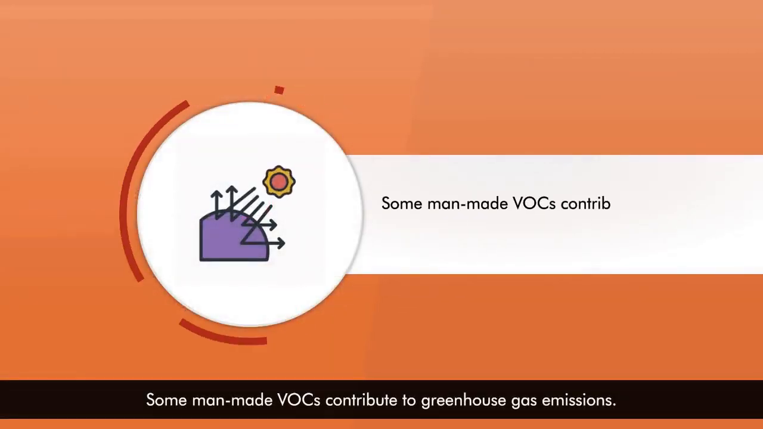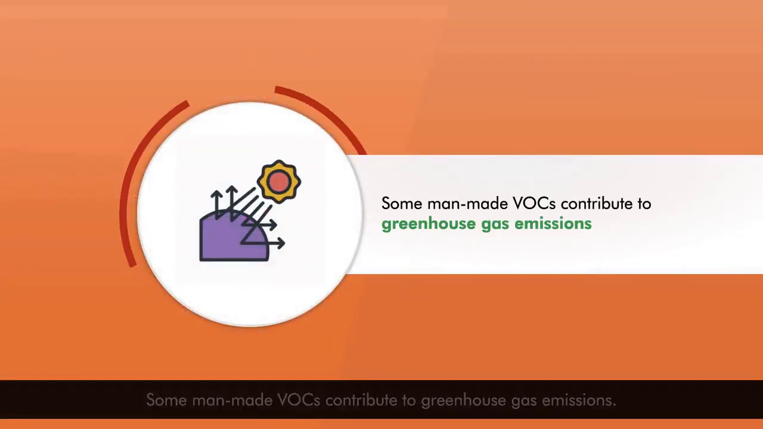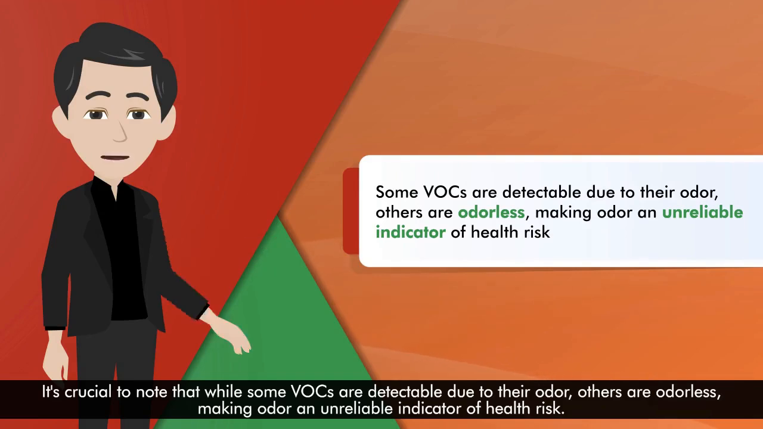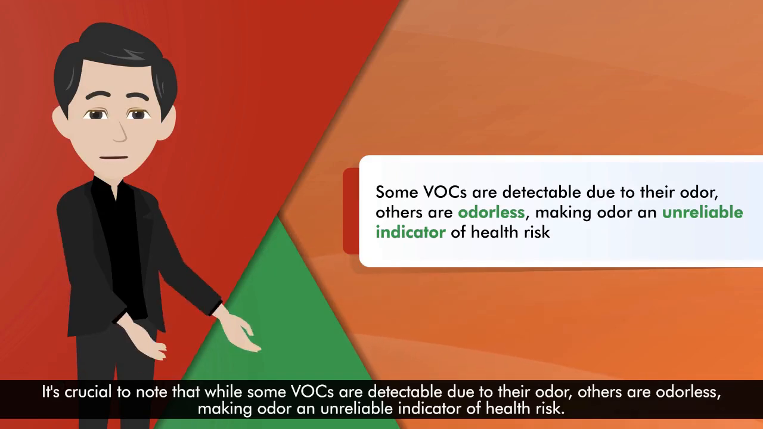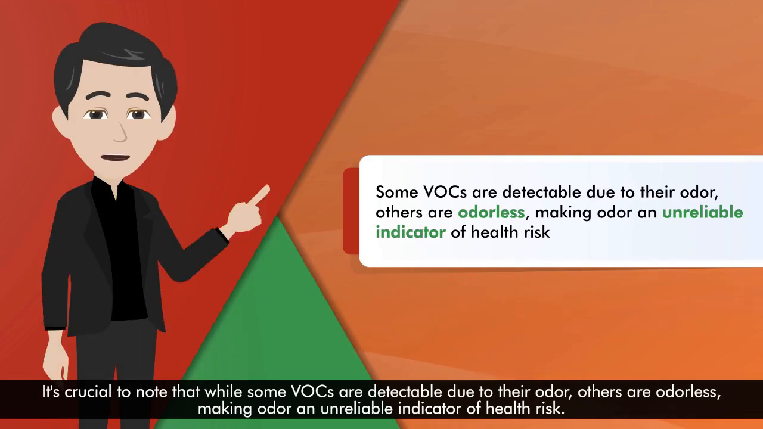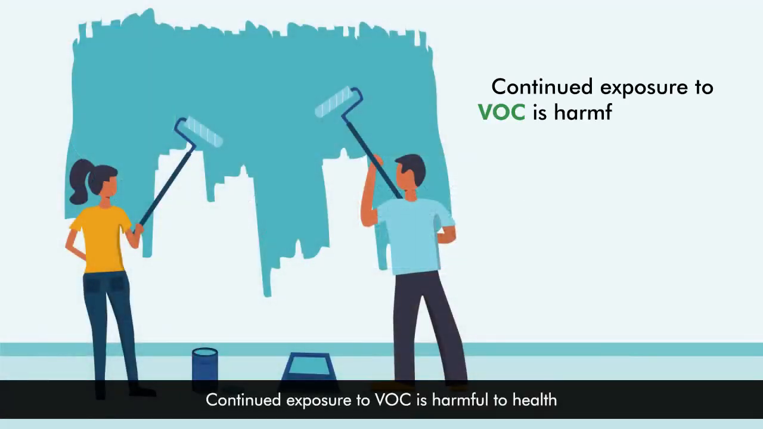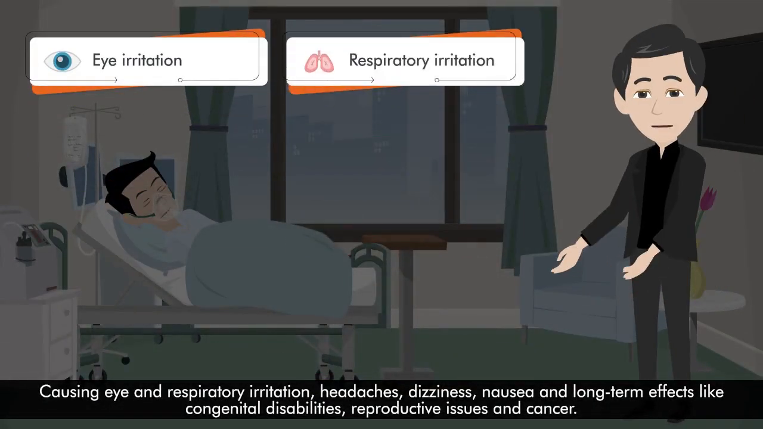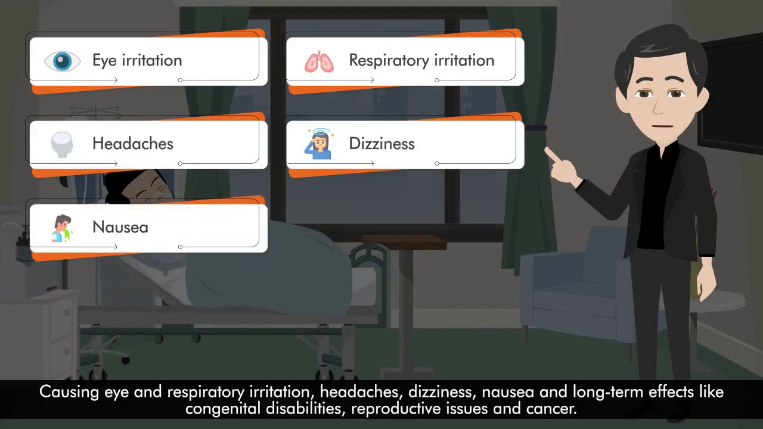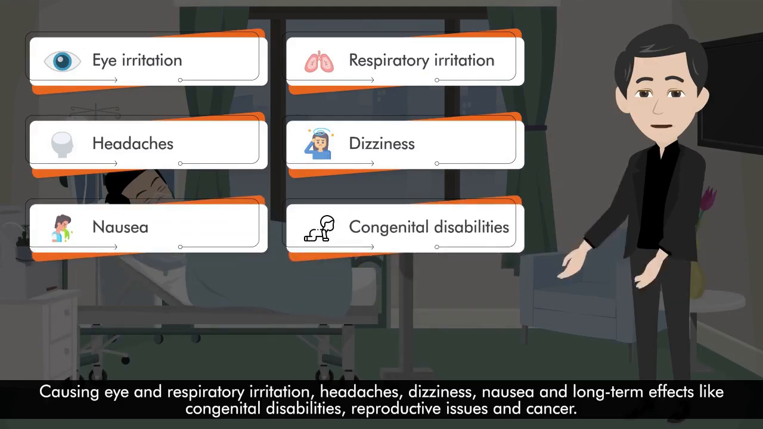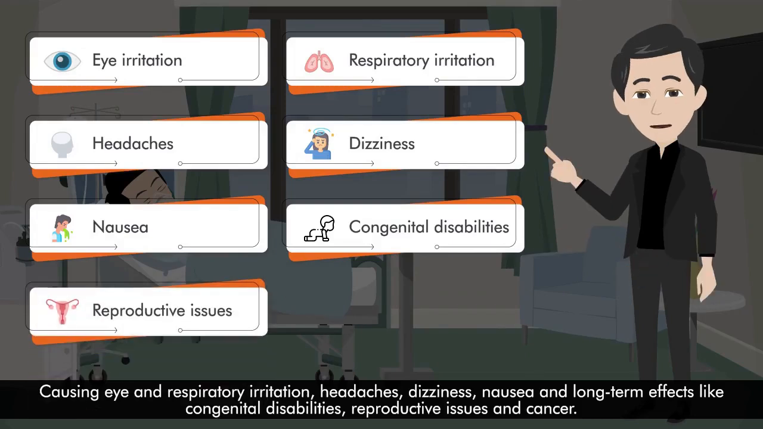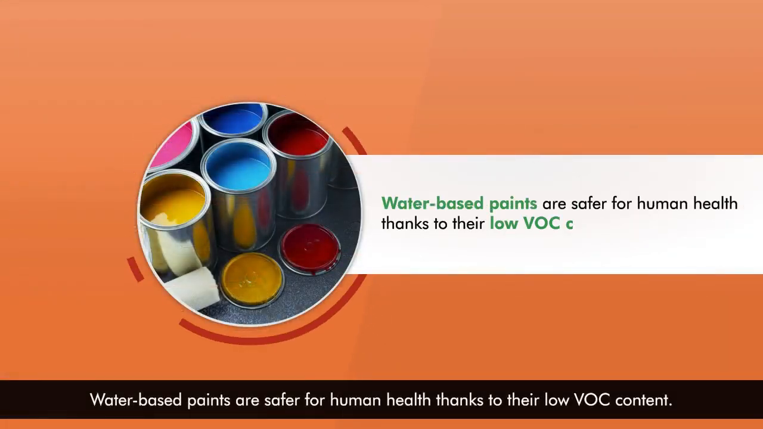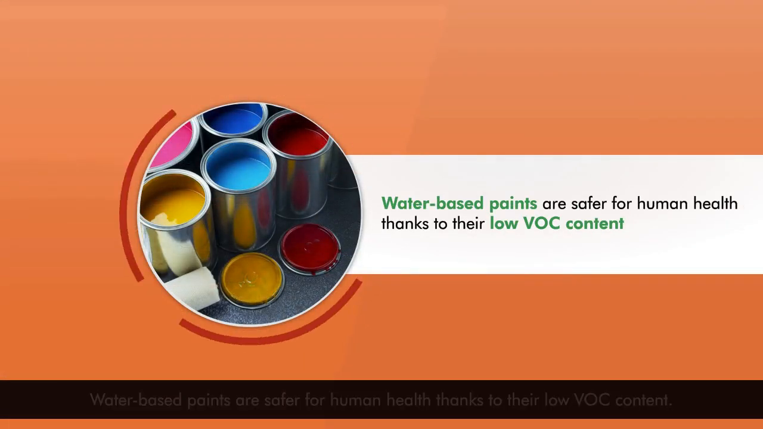Some man-made VOCs contribute to greenhouse gas emissions. It's crucial to note that while some VOCs are detectable due to their odor, others are odorless, making odor an unreliable indicator of health risk. Continued exposure to VOC is harmful to health, causing eye and respiratory irritation, headaches, dizziness, nausea, and long-term effects like congenital disabilities, reproductive issues, and cancer. Water-based paints are safer for human health thanks to their low VOC content.